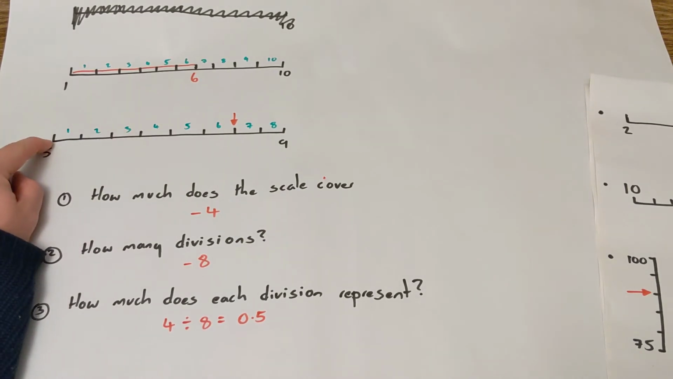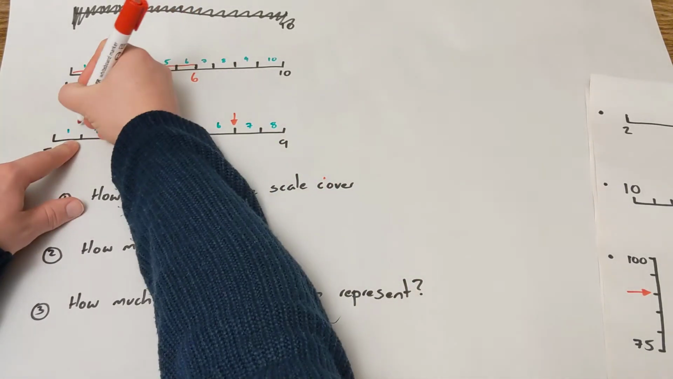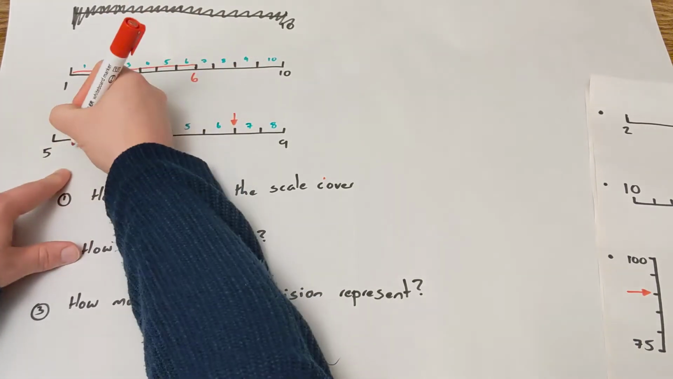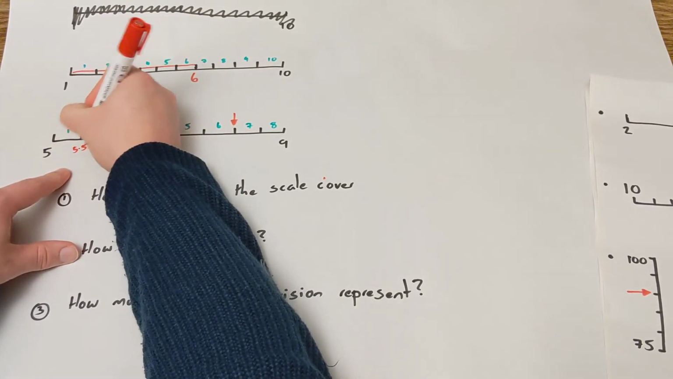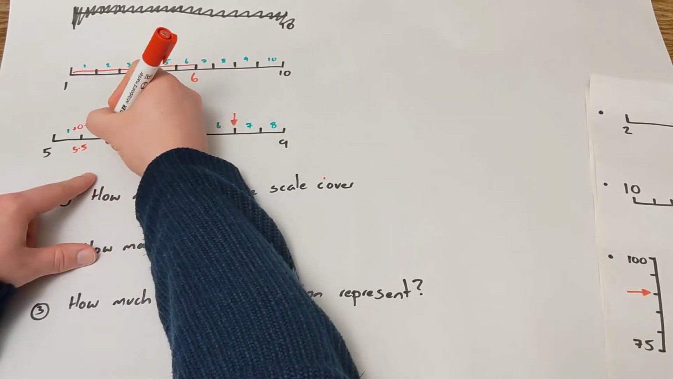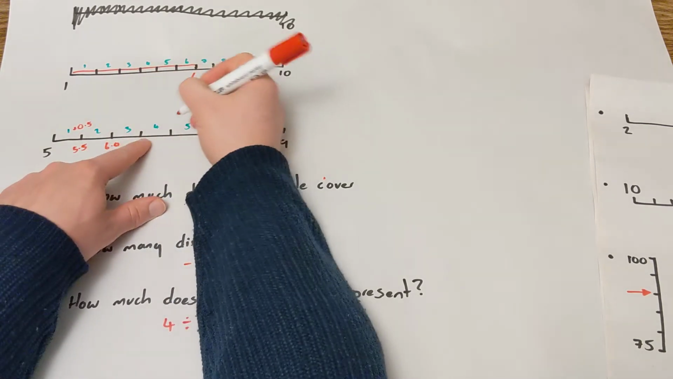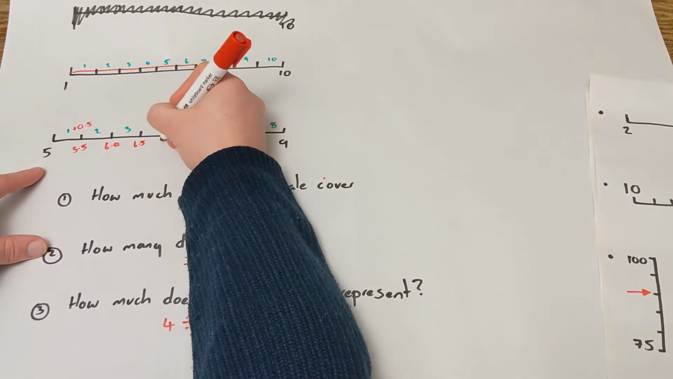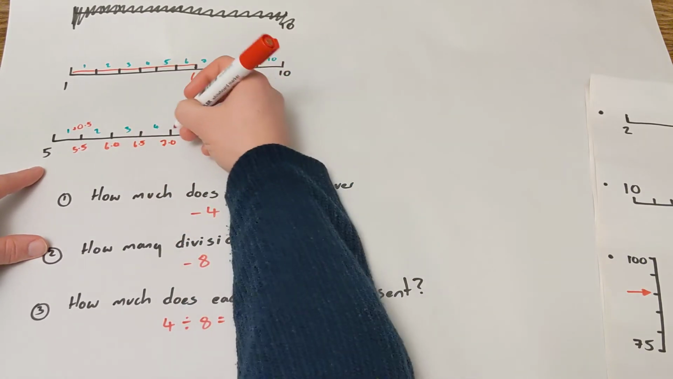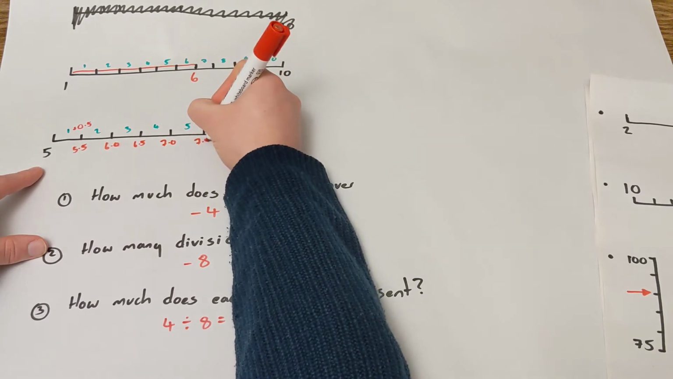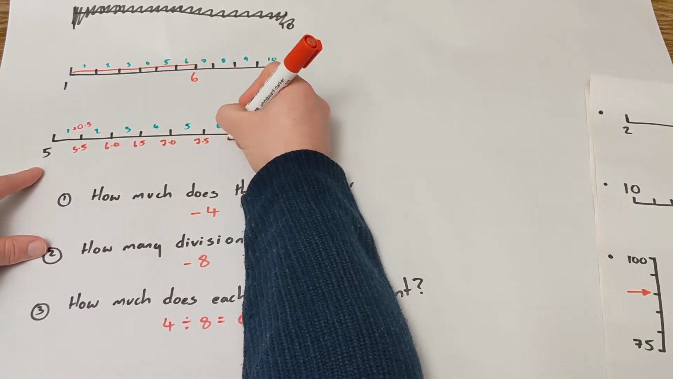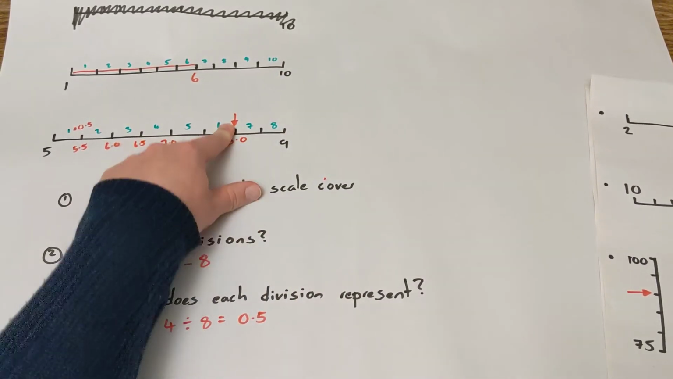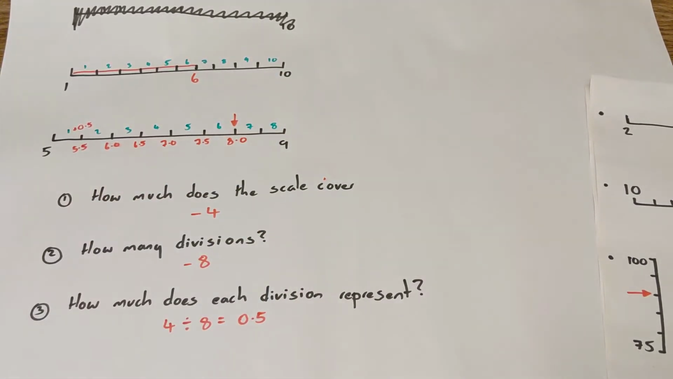We've got 5 here, then this is going to be with a 0.5 added on. So this one here, well, that's 5.5. If we add another 0.5 on, that gives us 6. If we add another 0.5 on, that gives us 6.5. If we add another 0.5 on, that gives us 7. Another 0.5 on gives us 7.5. And another 0.5 on gives us 8. So that means here, that is 8, that is pointing to.